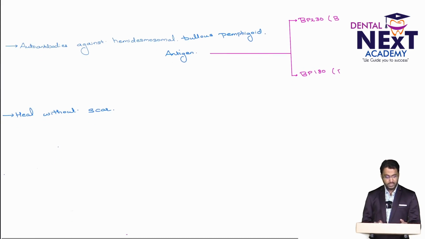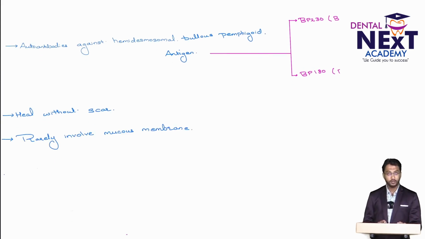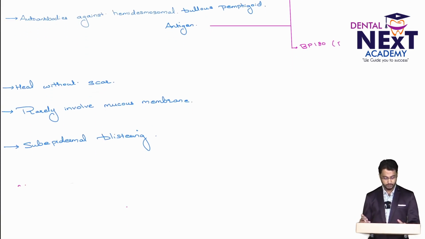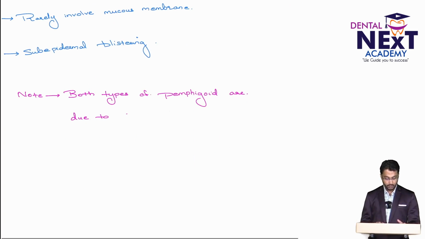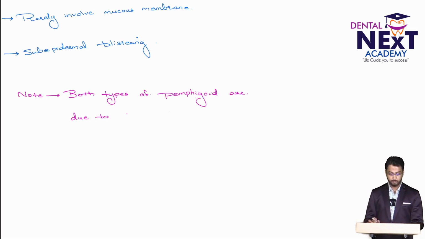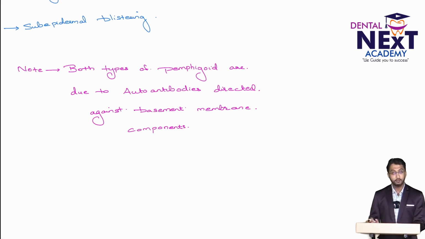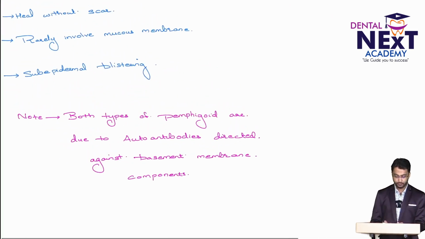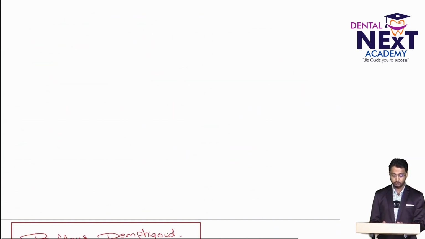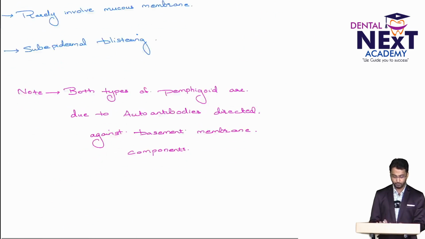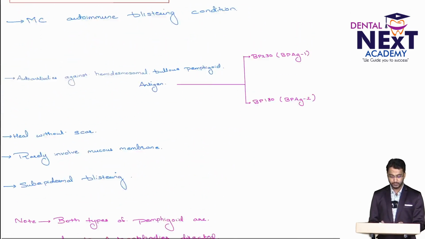It heals without scar, as I told you, because it's not cicatricial. It rarely involves mucous membrane. Subepidermal splitting is the same, because hemidesmosomes are involved. Note, both types of pemphigoid are due to autoantibodies directed against what? Basement membrane zone hemidesmosomes. This is again from an MCQ perspective. Basement membrane zone immunofluorescence is seen in both types of pemphigoid. So that's the end of today's session.